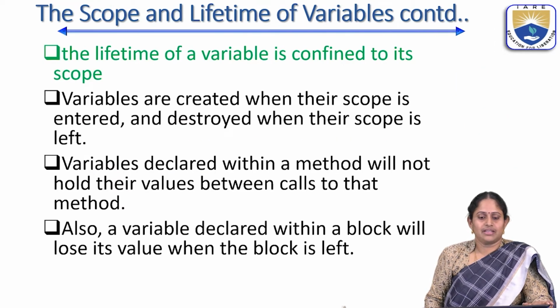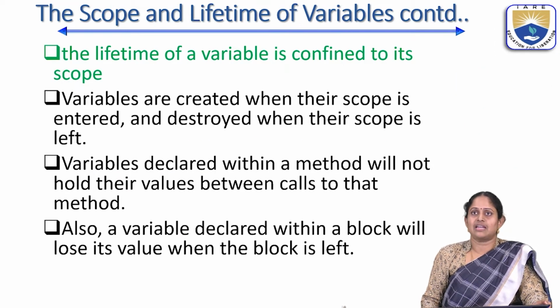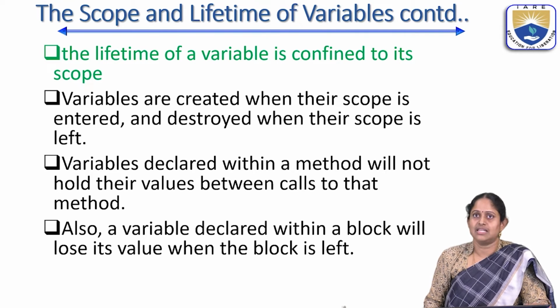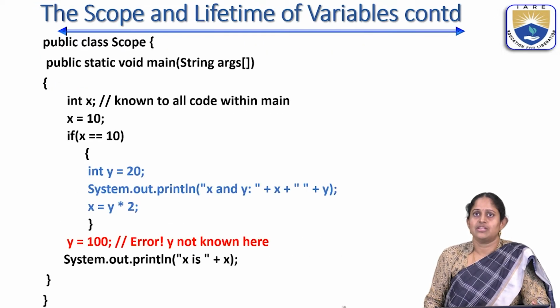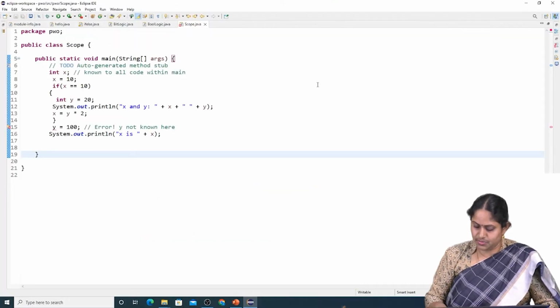So the variables are created when their scope is entered, and they are destroyed when their scope is left. Variables declared within a method will not hold their value between calls to that method. Also, a variable declared within a block will lose its value when the block is left. Let's look into a program.